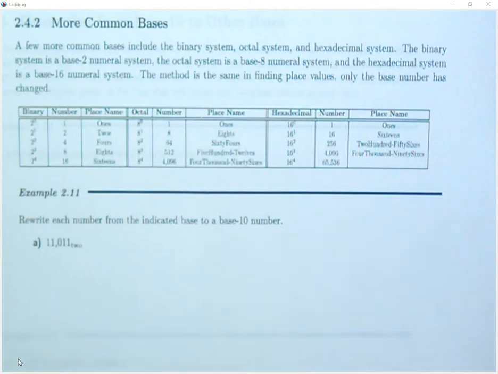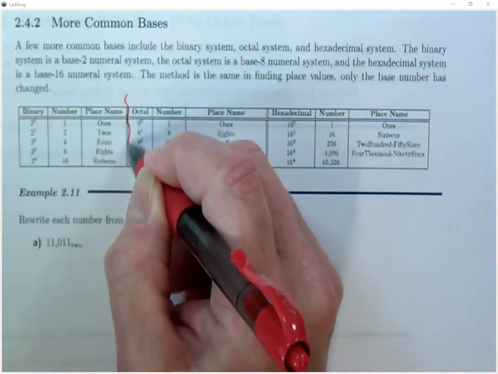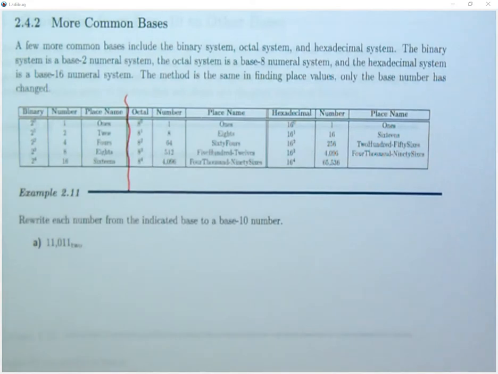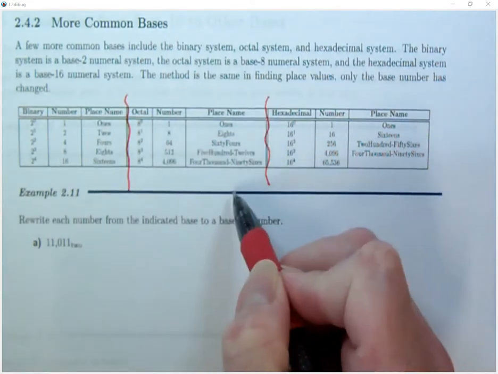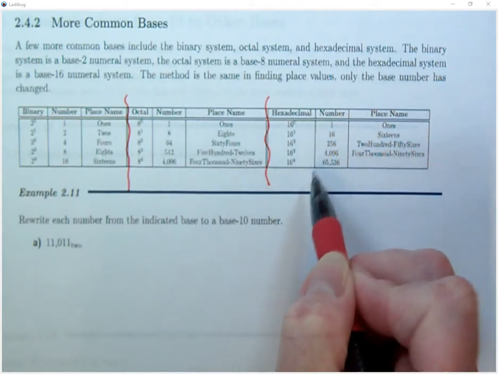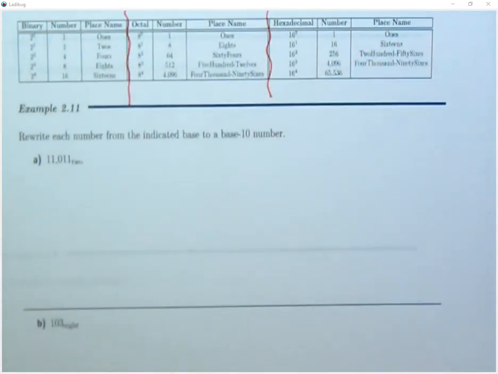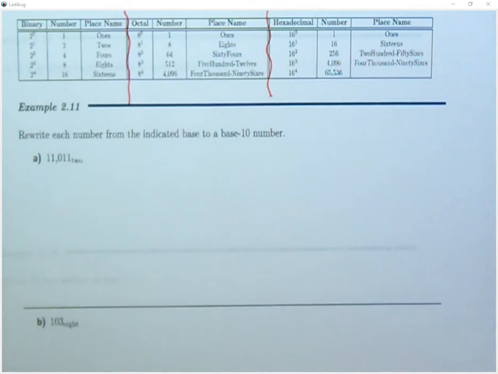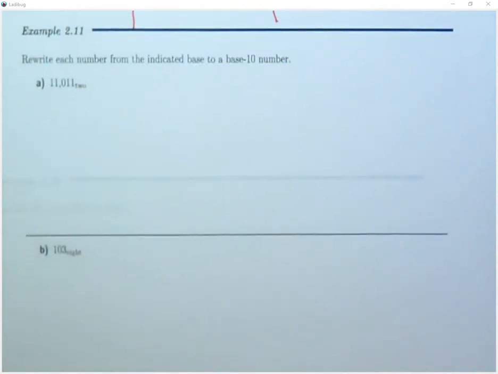Now we're going to look at some more common bases that are used in computer programming. So we have the binary, base 2. I'm just going to draw a little line through there to separate these out. Octal is base 8 and hexadecimal is base 16. So I will do the first one out and then you can try the others for classwork.